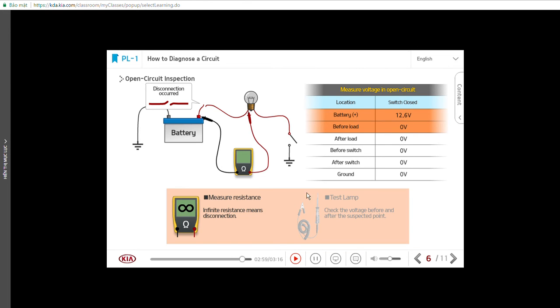In order to clearly see if it is disconnected, you should check the resistance of the section. For your information, you may use the test lamp instead of a multimeter when you only check the presence of voltage.